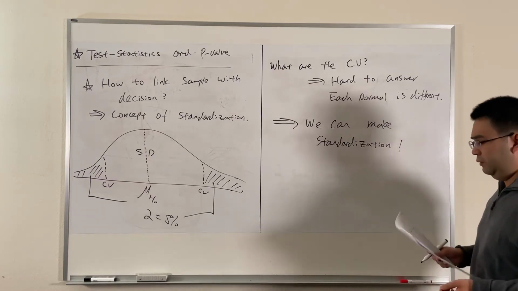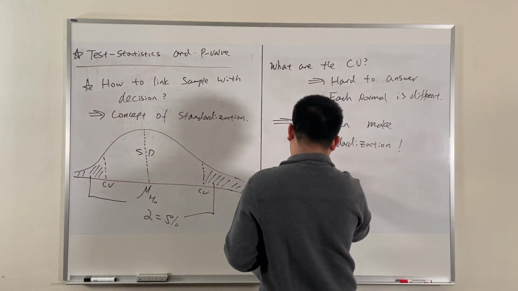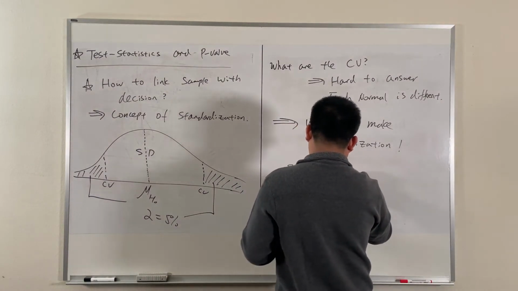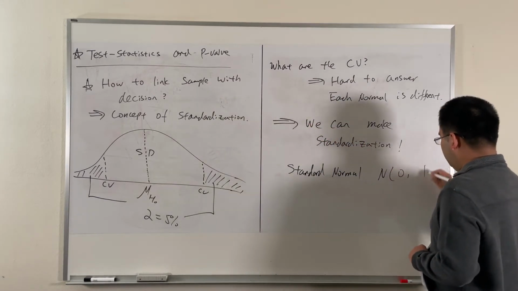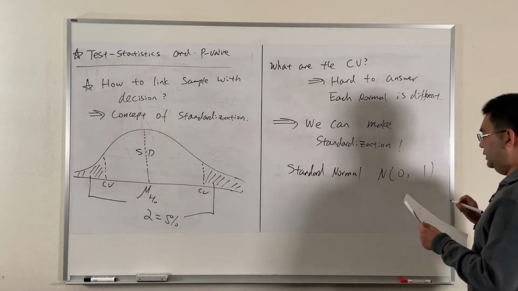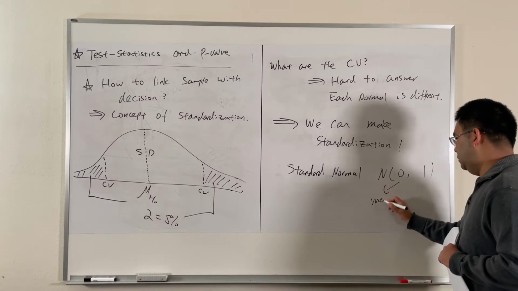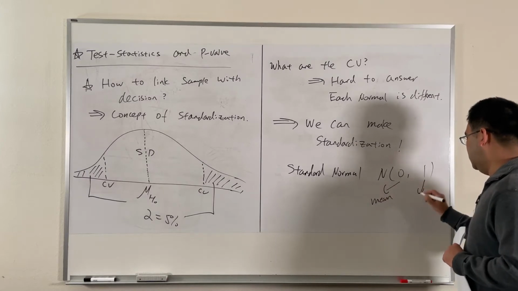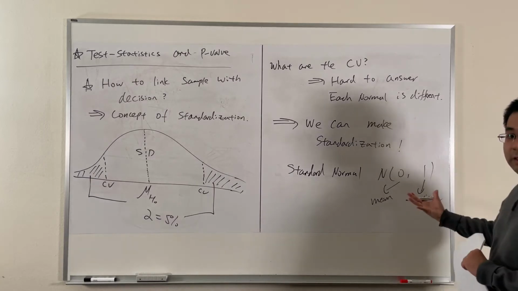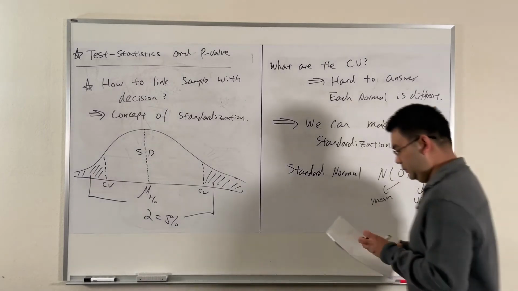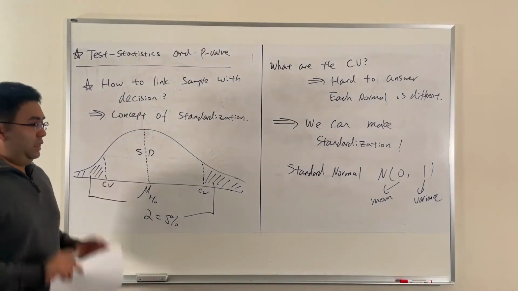And just a quick review, a standard normal is a normal distribution with zero mean and variance of 1. So the mean is 0, and the variance is 1, and of course the standard deviation is also 1 in this case. Okay, so we need to do standardization.